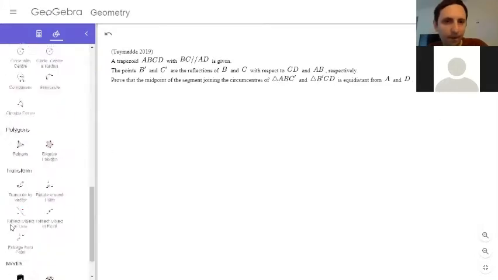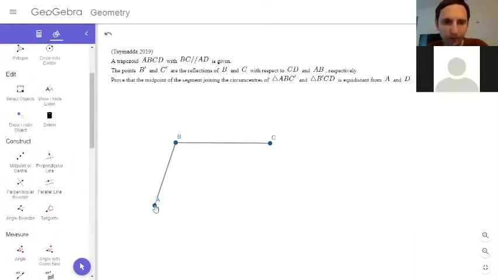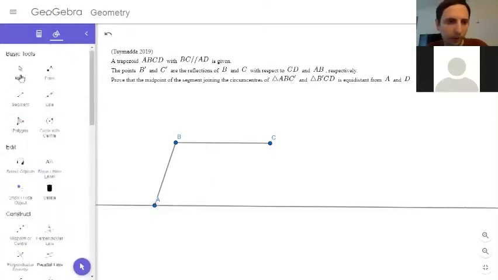ABCD with BC parallel to AD. So how should I draw this? Like that, then I draw a parallel line.